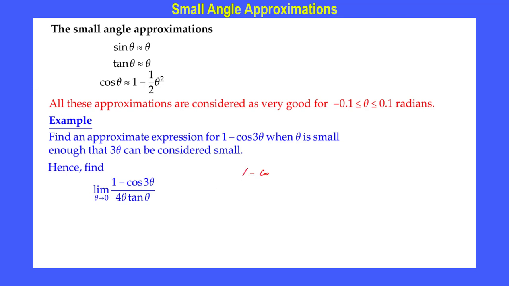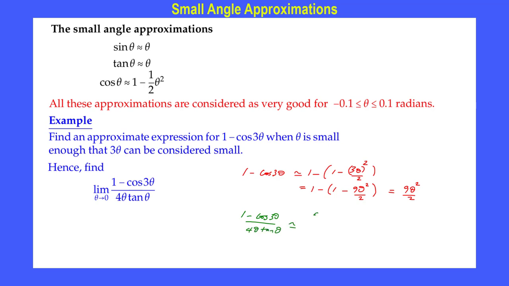So here's a typical example. The first thing we're going to do is write 1 minus cos 3 theta using the small angle approximation. Now the trick here is that 3 theta is our angle theta, so we replace the theta in the formula with 3 theta. And then we just simplify the formula. So carefully going through this one, you end up with 9 theta squared over 2.